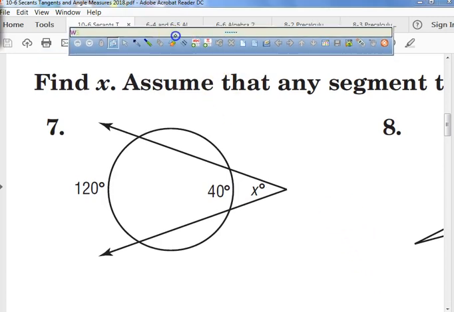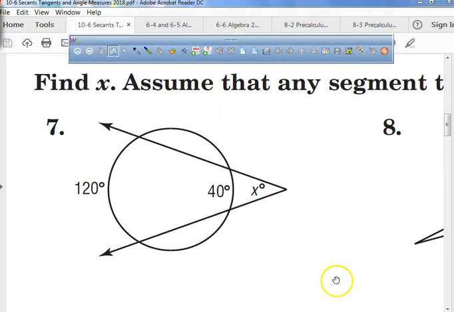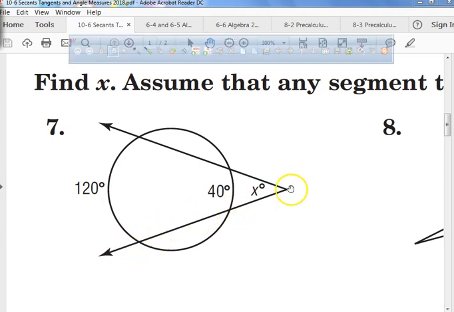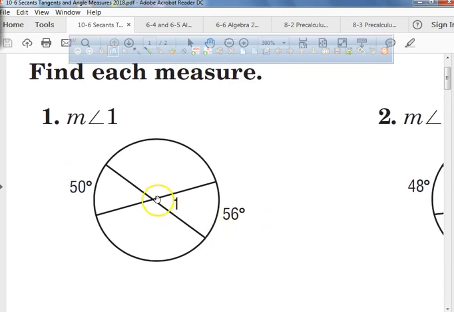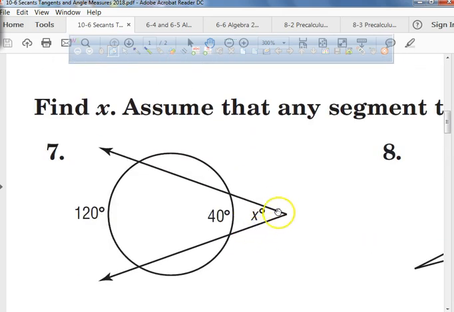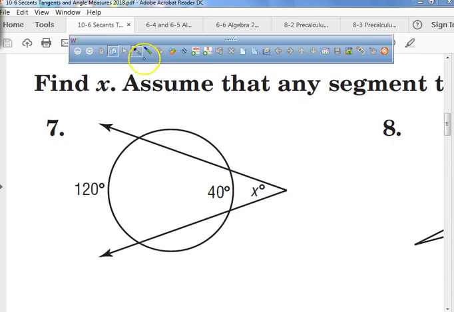Alright, today we are continuing with Chapter 10, Section 6, dealing with secants and tangents. Now you'll notice this ray goes through the circle, and this ray also goes through the circle. But where do the rays meet? It meets on the outside of the circle. That's going to cause things to be a little bit different than, say, problem number 1. Where do these meet? These chords meet on the inside, which is different than when they meet on the outside. So there's going to be a new rule, okay?